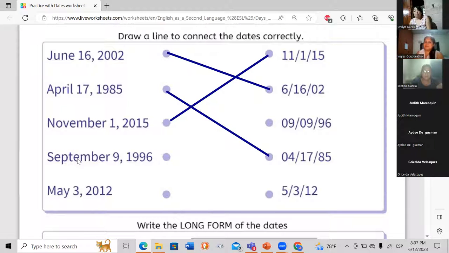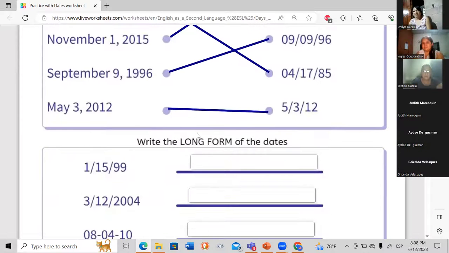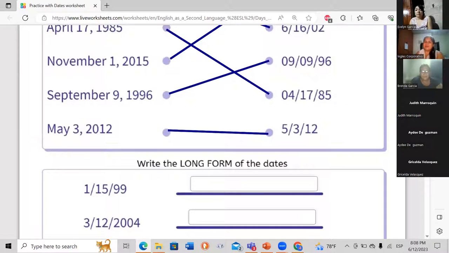Manuel, next. September 9th, 1996. Okay, good. Roberto? May 3, 2012. Repeat. Third. Remember that when decimos fechas, tenemos que usar los números ordinales, okay? May 3rd, 2012.